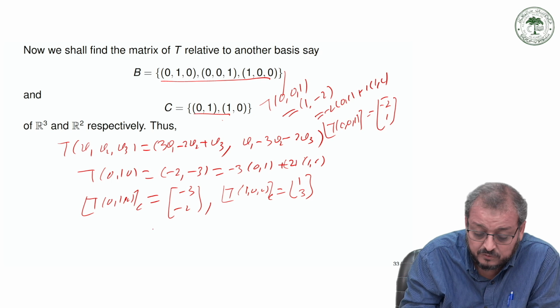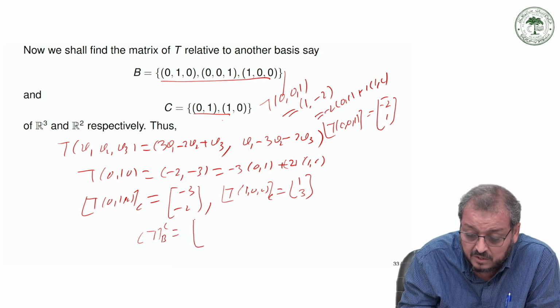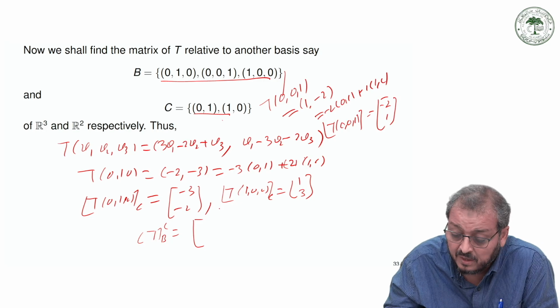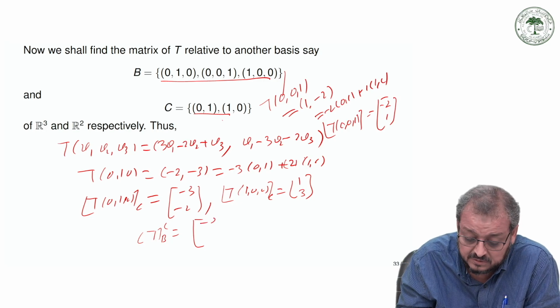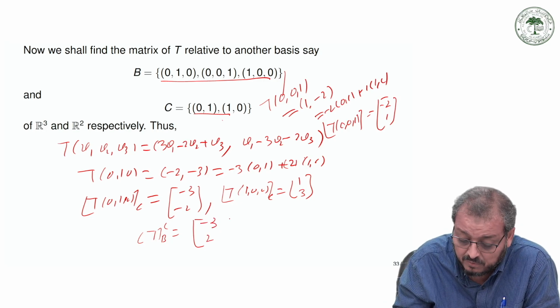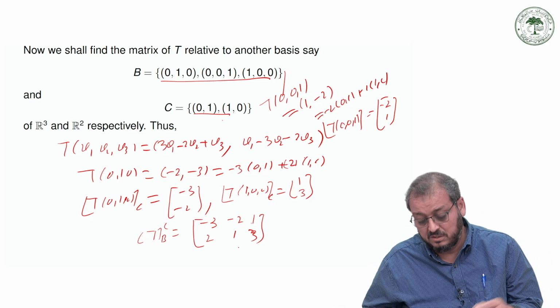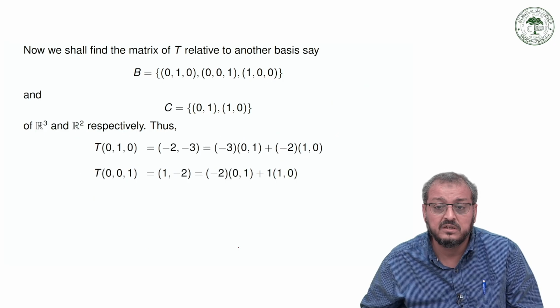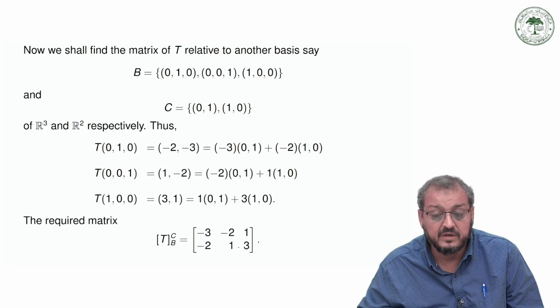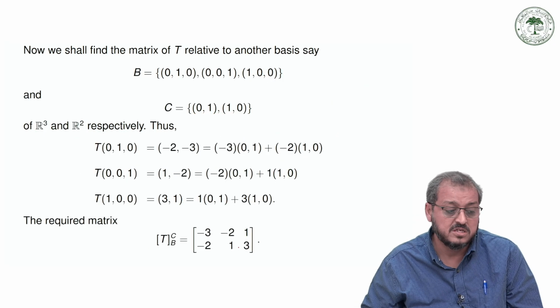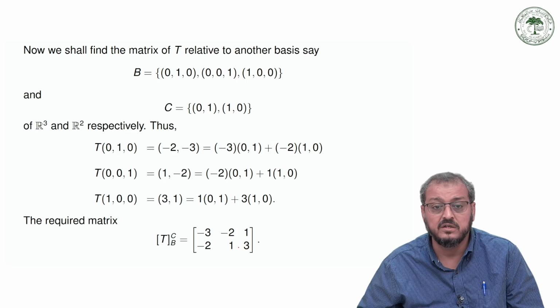So the matrix of this T corresponding to the bases B and C is equal to -3 2, then -2 1, and then 1 3. I just change the position of the matrices, and clearly this matrix we have to get into this.